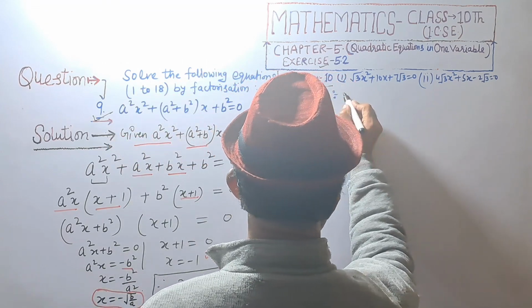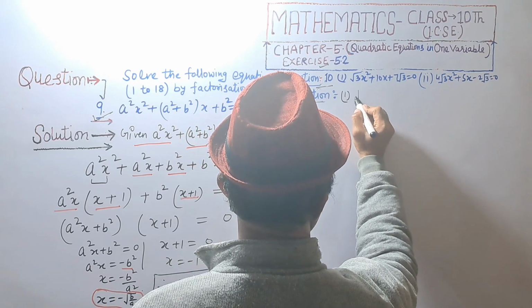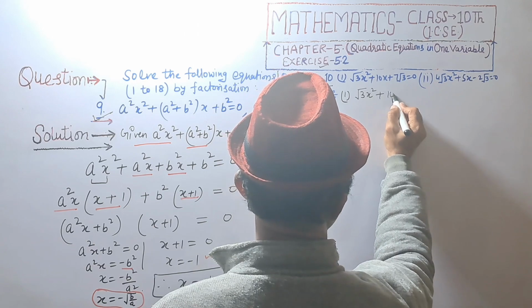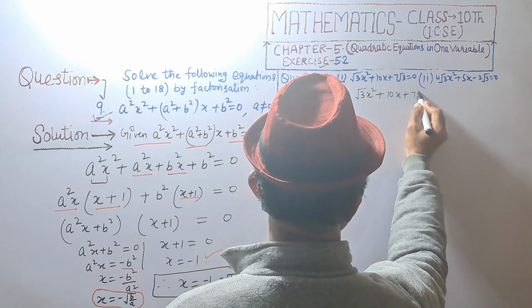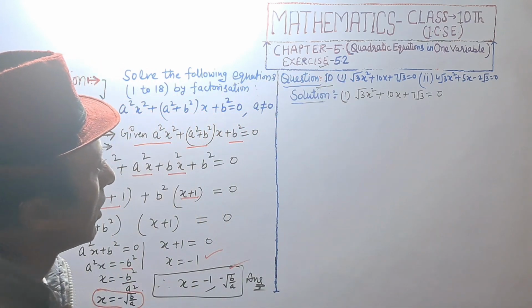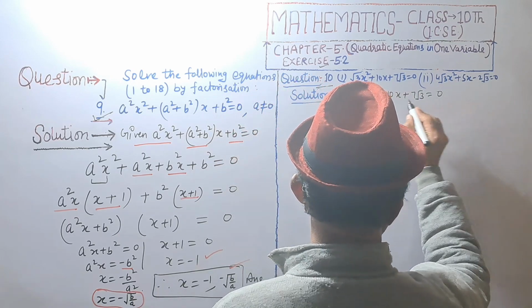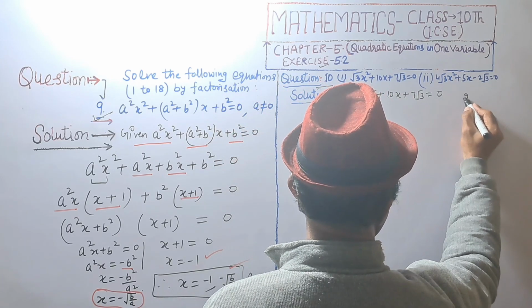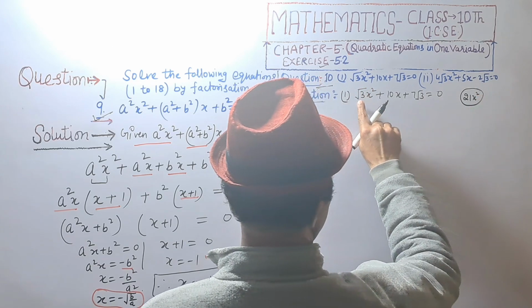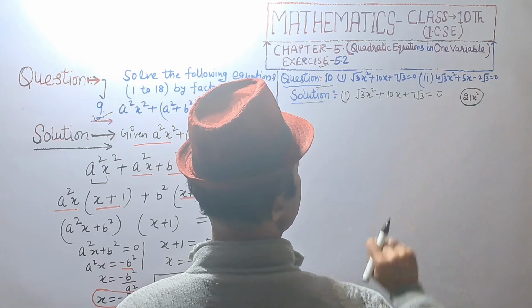Question 10, first part. √3x² + 10x + 7√3 is equal to 0. Product of first and last is equal to √3 into √3, that is equal to 3, 3 7s are 21x².